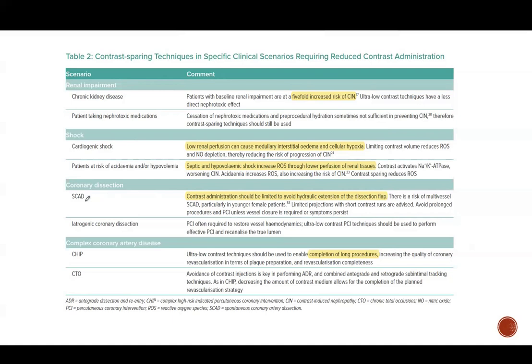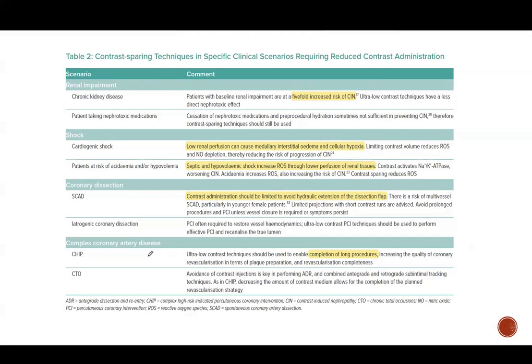In patients with spontaneous coronary artery dissection, if you administer more contrast, the contrast itself may lead to hydraulic extension of the dissection flap. So there will be an increase in the extension of the dissection flap because of that.